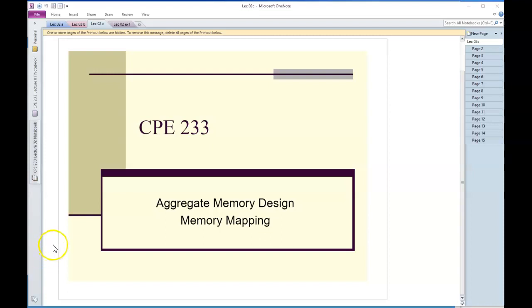So anyway, the topic is memory mapping, and the idea is we're going to take smaller memories and make larger memories out of them. So we want to move towards doing that. This typically, I think, supports understanding of a lot of digital topics, and let's look at these things.